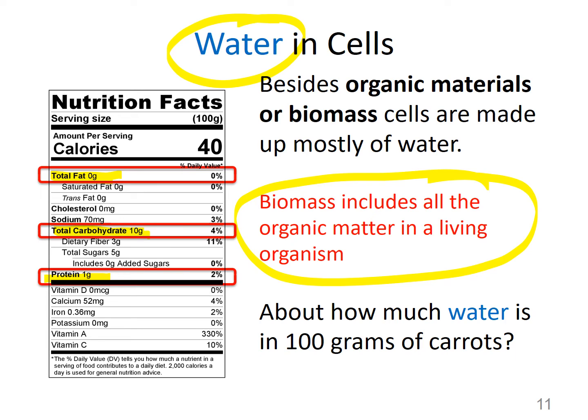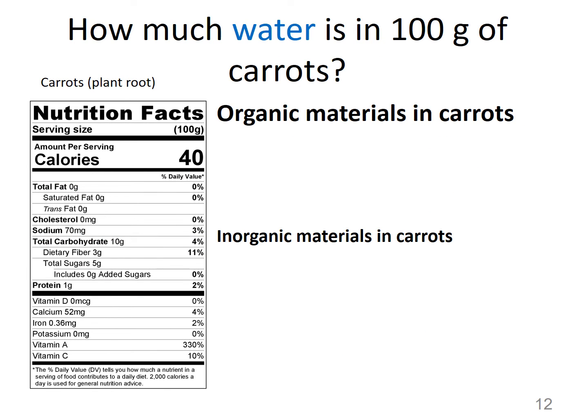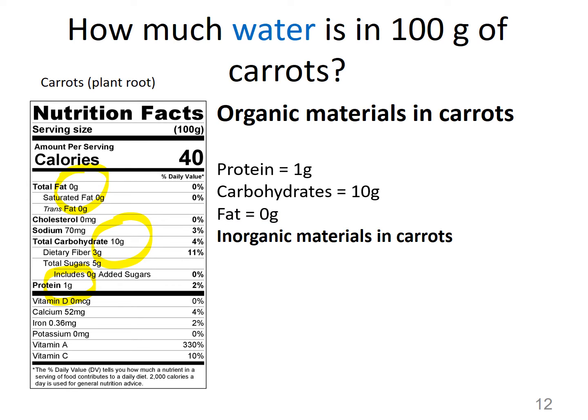So I can actually calculate that. I can look at this food label and I can calculate how much water is in 100 grams of carrots. So let's take a close look at that. I can look at the organic material in carrots. I might see by looking at this label that there's 1 gram of protein. I might see that there's 10 grams of carbohydrates, and I would see that there's 0 grams of fat.